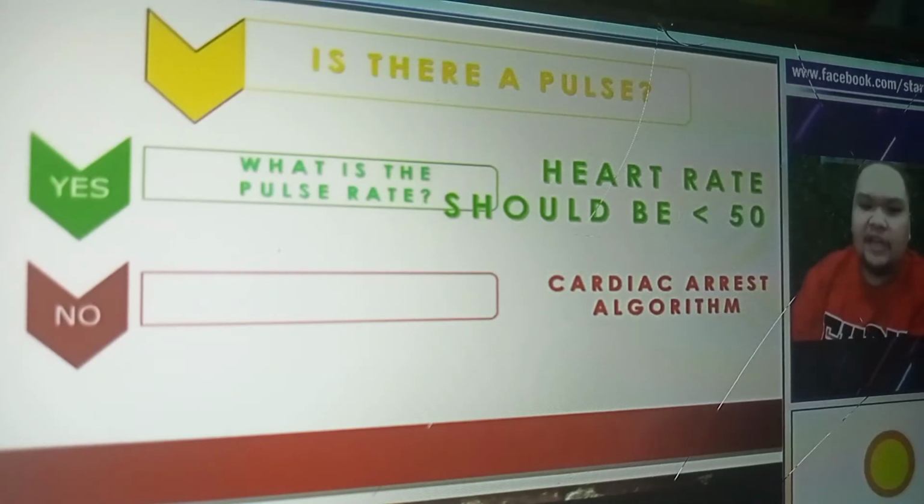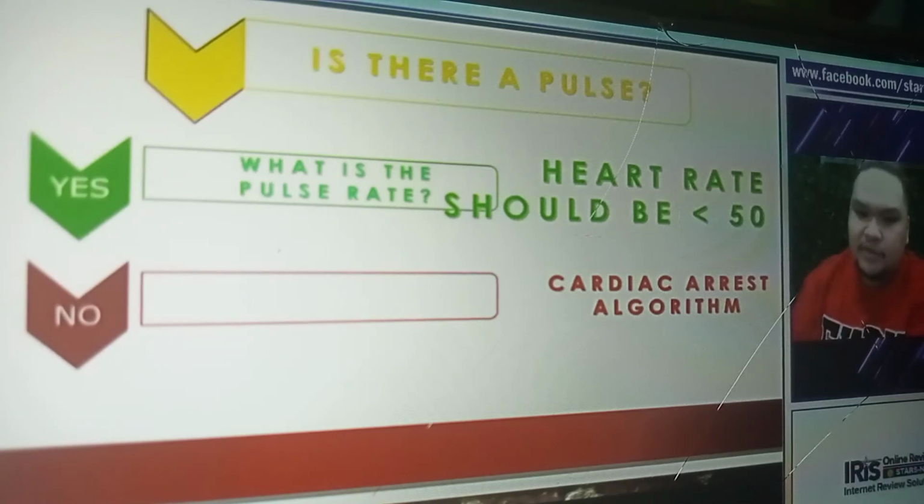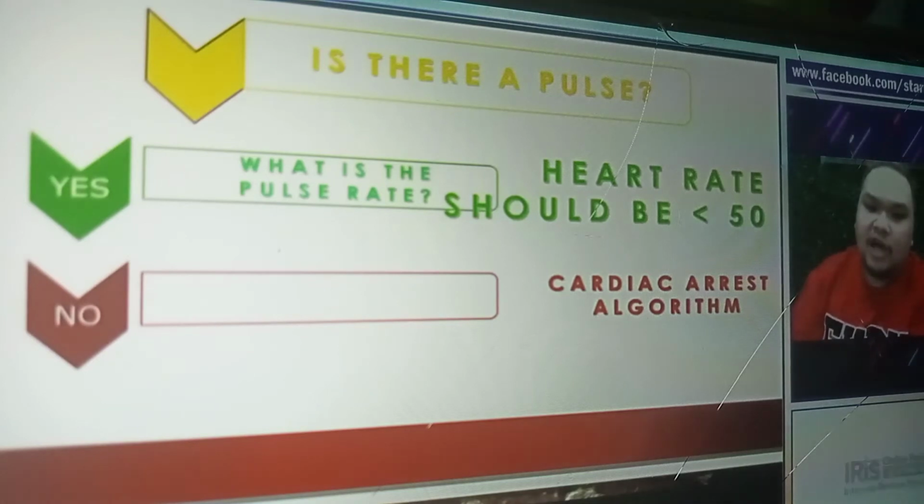So in this particular case, is there a pulse? The next question of the team leader would be, what is the pulse rate? You need to palpate the carotid pulse. Do not check the heart monitor on your ECG. As I said, there is a difference between depolarization and contraction. What we want to know is whether there is contraction or not. So when the pulse rate is less than 50 beats per minute, we can use this bradycardia algorithm.